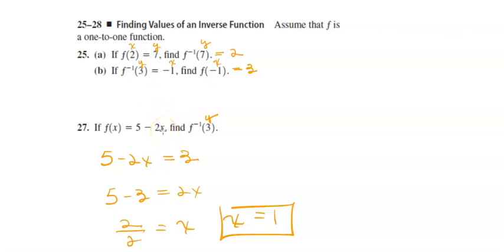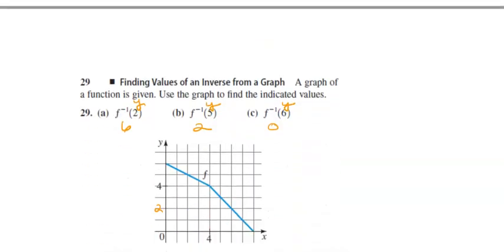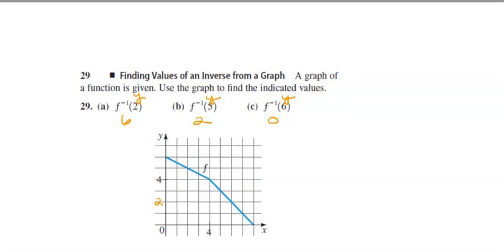5 minus 2 is 3. That's your y value. It all matches up. All right, so you should be able to do that and reason that. Inverses flip the x and the y's. Just keep that in your mind. Okay, continuing on. 29 is very similar to that.